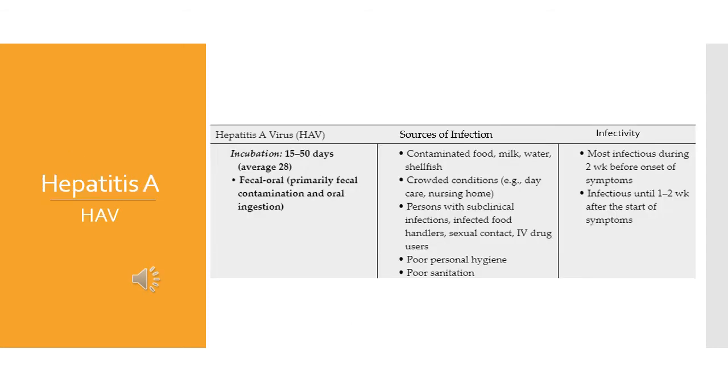Hepatitis A is the most common type of hepatitis and is primarily spread through the oral route from food, water, or shellfish that has been infected with the virus. Incubation is 15 to 50 days. There's only an acute form of hepatitis A, and treatment is symptomatic.